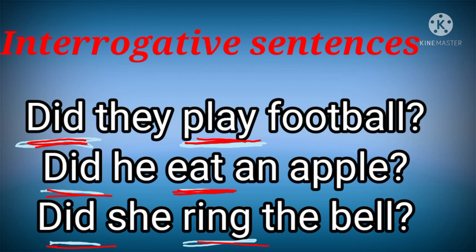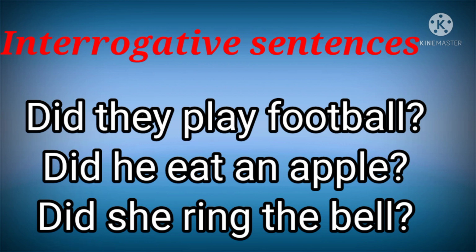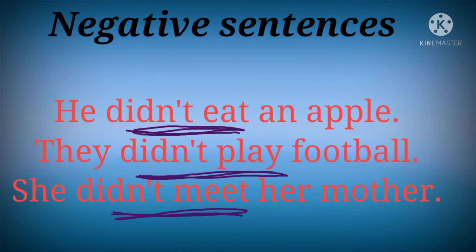If it is a WH question, we have to just place the WH word in front. What did they play? What did he eat? What did she ring? In such a way we are able to frame WH questions also. See the structure of negative sentences in simple past. He didn't eat an apple. They didn't play football. She didn't meet her mother.